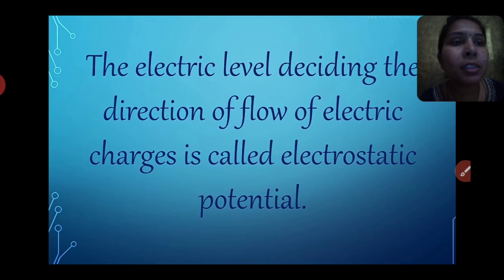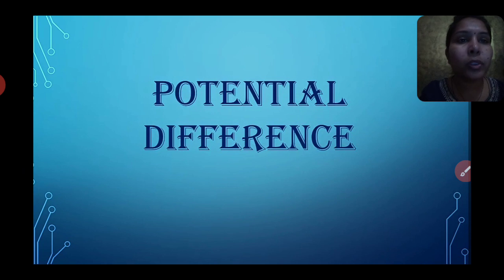And the second point we saw is the electrostatic potential. So here we see what the electrostatic potential is. The electric level deciding the direction of flow of electric charges is called electrostatic potential. Okay. Also we saw what the potential difference is. This concept also we studied in the last lecture.